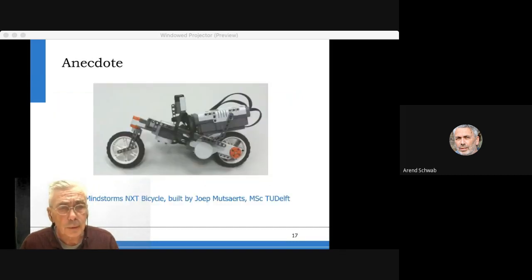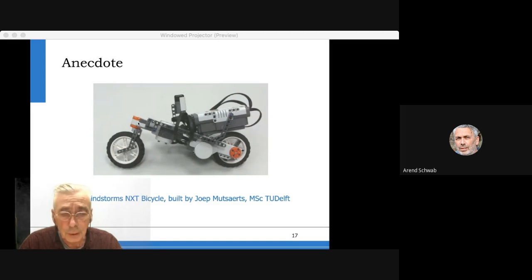Small anecdote. Does that really work? We have students who do projects. In those days, Lego Mindstorms was very popular and they built walking robots with it. But Joep Mutsaers from TU Delft was an avid motorcycle rider. And he said, well, instead of building a boring robot out of the box, I'm going to build a motorcycle. So Lego Mindstorms is Legos, of course.